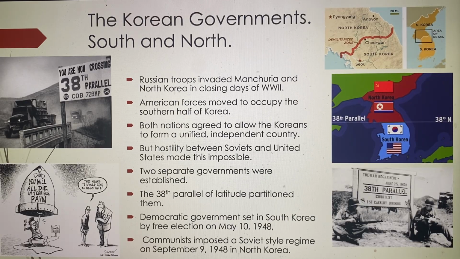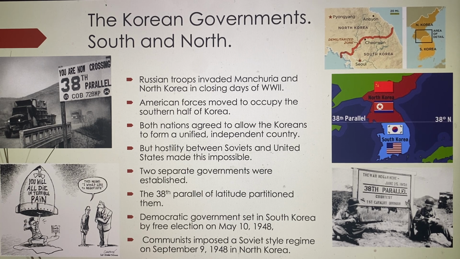Now we're going to get into Korea, the Korean governments, the North and South Korea, right? So this is going to lead into the Korean War. The Russian troops invaded Manchuria in North Korea. We're talking now about the Cold War, we're talking about communism. And so the Russian troops invading Manchuria is really close. Manchuria is in China, but it's really close to North Korea, and it's basically coming into North Korea.